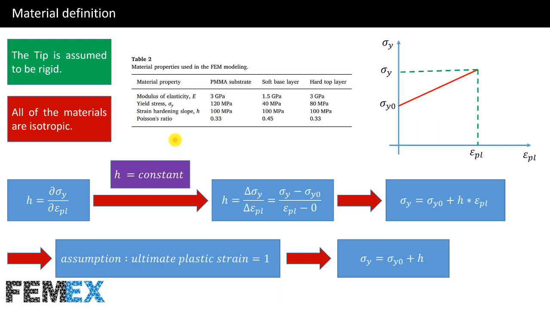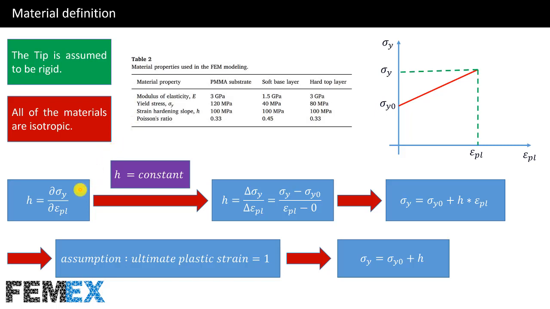In this simulation, the tip is assumed to be rigid and all of the materials are isotropic. And here we have the material properties used in the FE modeling. We have the Young's modulus, yield stress, strain hardening slope, and Poisson's ratio for all of the 3 deformable parts.